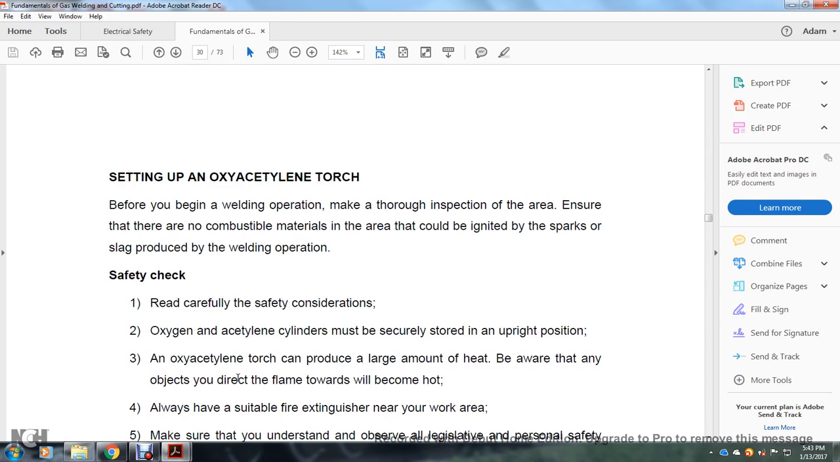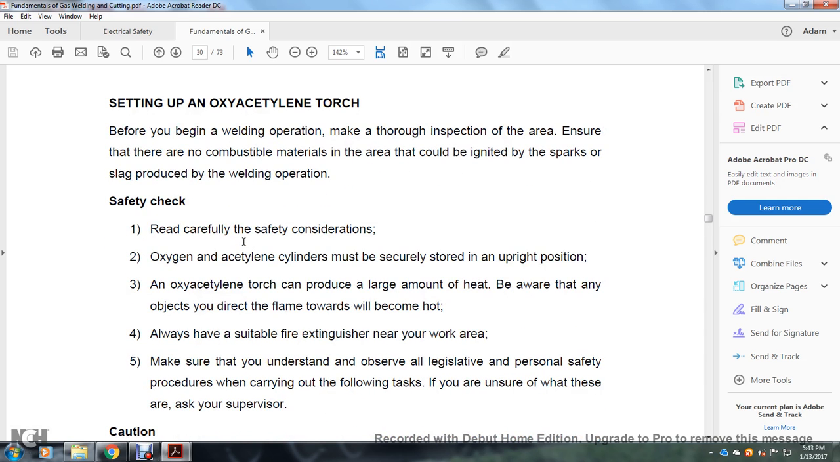Setting up your oxyacetylene torch. Before beginning the welding operation, make a thorough inspection of the area. Ensure that there is no combustible material in the area that can be ignited by the sparks or slag produced by the welding operation. Safety check.